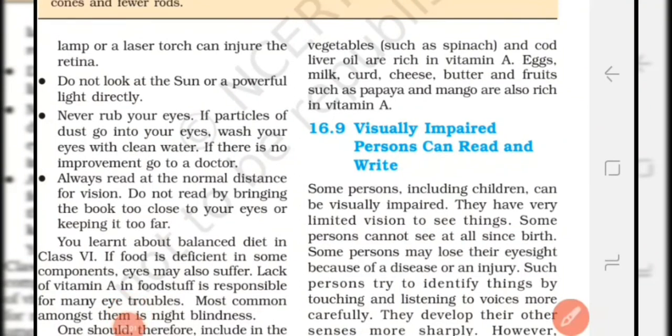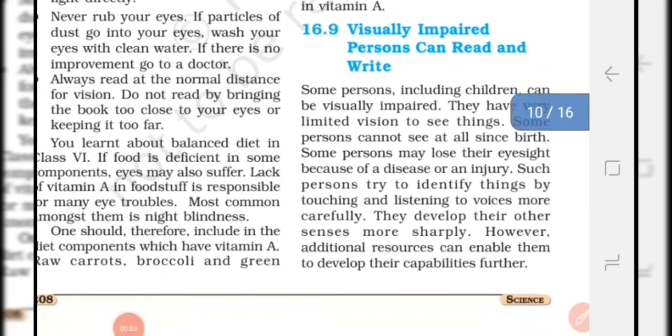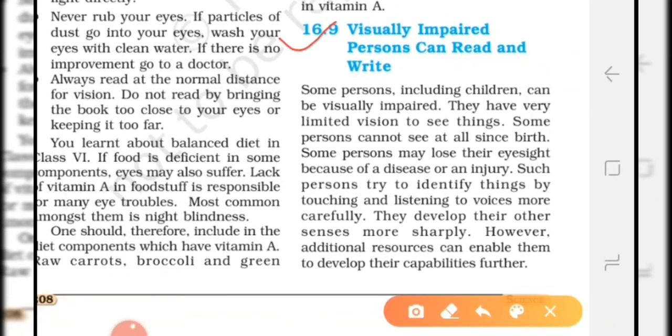Okay, now let us move to the next topic, 16.9. Visually impaired persons can read and write. Students, visually challenged people are those whose vision is extremely poor or who are blind. They are unable to see because their cornea, eye lens, retina or optic nerve fails to perform its function properly. So these people make use of other senses like touch or hearing or man-made aids to identify things.